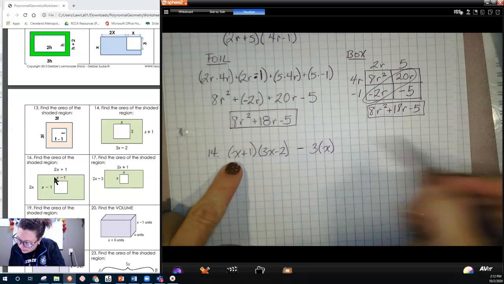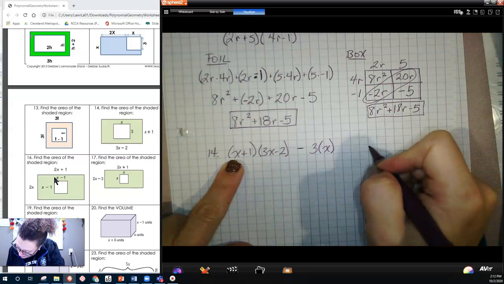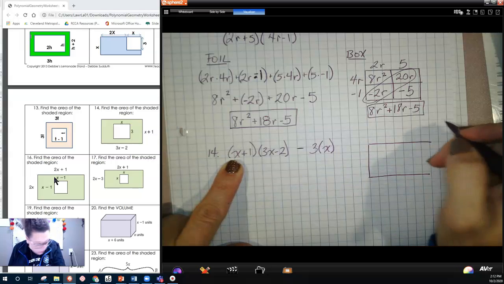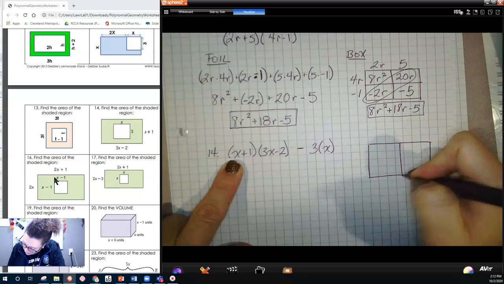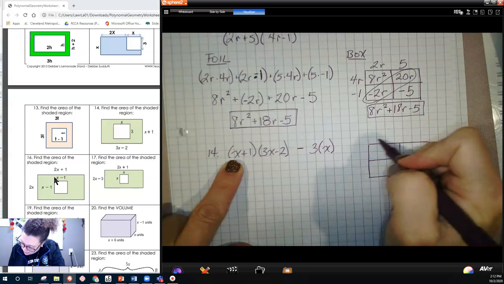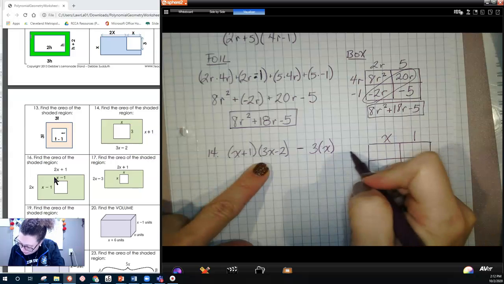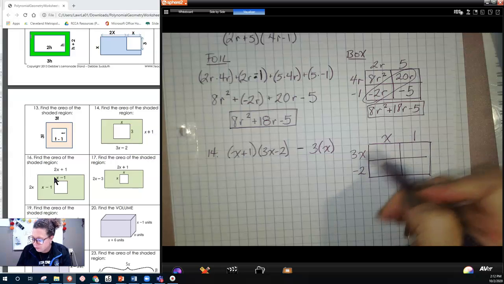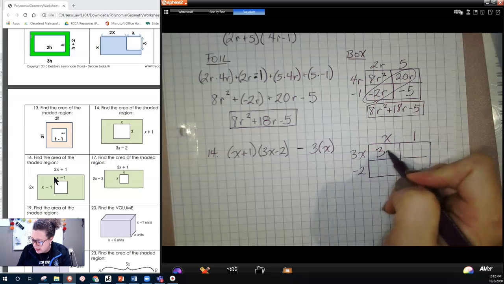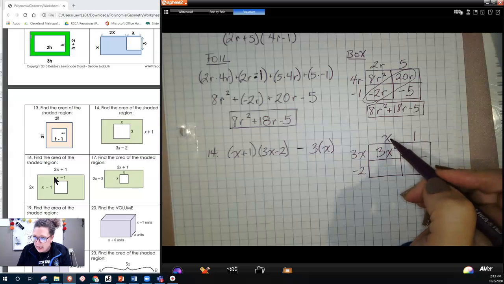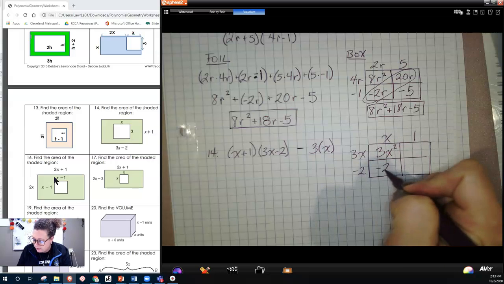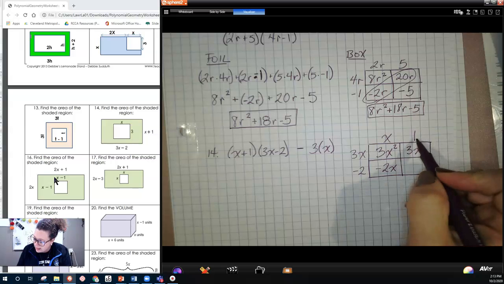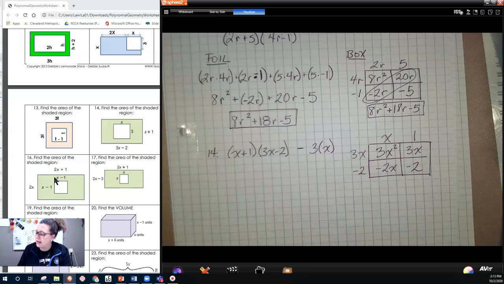All right. I'm going to use the box method just because I think it's a little bit quicker. So again, this is going to be a 2 by 2 because I have two terms. I have x and 1 and then 3x negative 2. And I'm going to multiply these. 3x times x is 3x to the second power, and x times negative 2 is negative 2x. And then we have 1 times 3x, which is 3x, and 1 times negative 2 is negative 2.